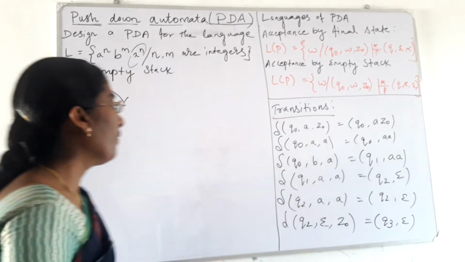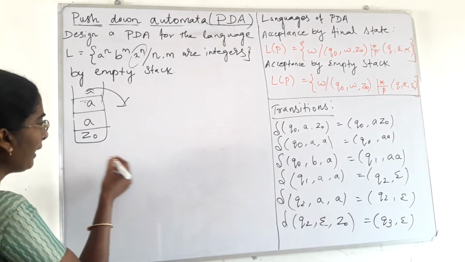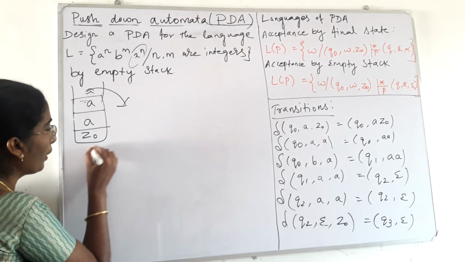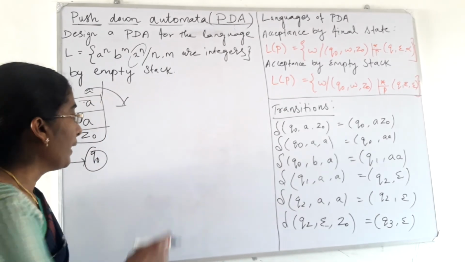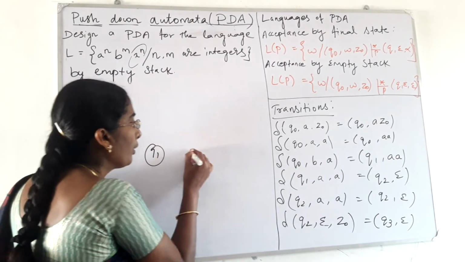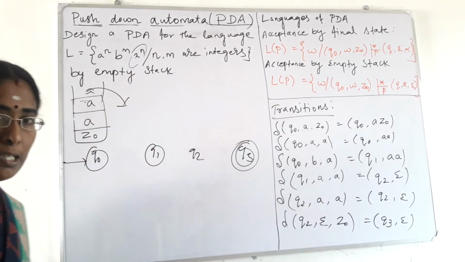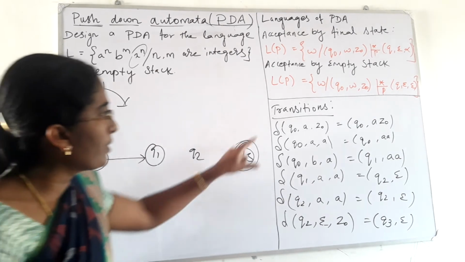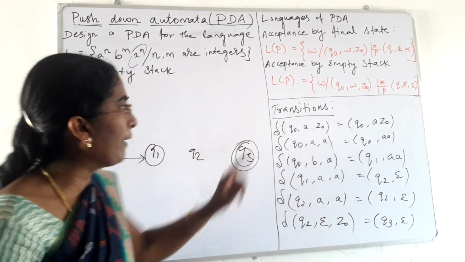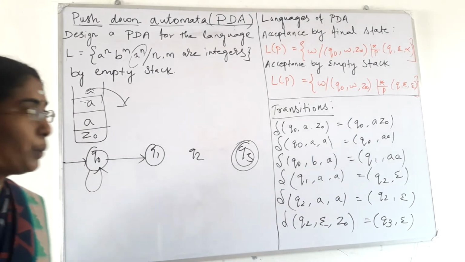Now how will we design the pushdown automata for this? For the graphical representation, what are all the states? Q0 is the start state. Next Q1, Q2 and Q3. Here Q3 is called the final state. From Q0 to Q0, we have two transitions.